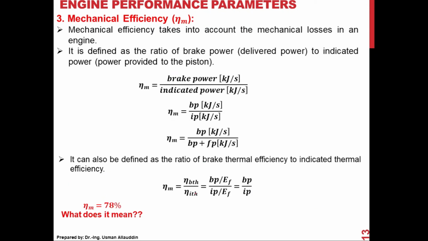And mechanical efficiency can also be written as the ratio of brake thermal efficiency to the indicated thermal efficiency. Brake thermal efficiency is BP upon EF, and indicated thermal efficiency is IP upon EF. The energy of the fuel will cancel out, and you will be left with BP upon IP, which is the mechanical efficiency. Let's suppose 78% is the mechanical efficiency, it means that 22% energy is lost because of the frictional losses. This is the meaning of the mechanical efficiency.